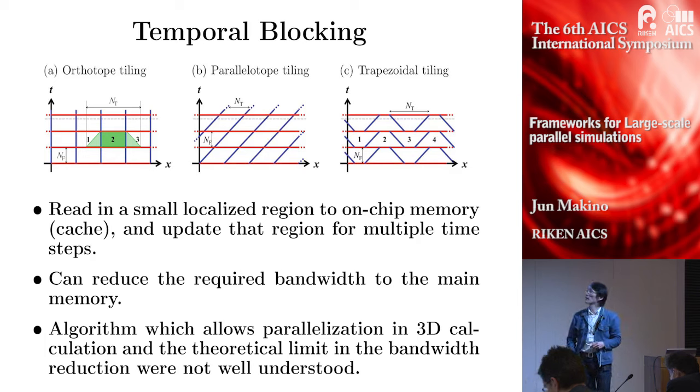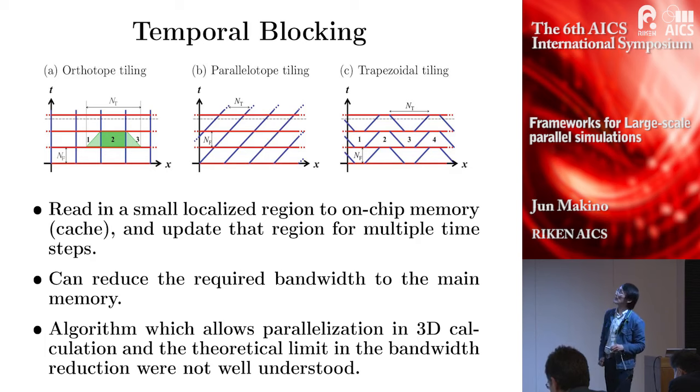temporal blocking. The basic idea of temporal blocking is to read a small localized region into the on-chip memory and update that region for multiple time steps. The simplest one is like this one. You start with a region somewhat bigger than these, not squares but rectangles, and you end up with that regime.